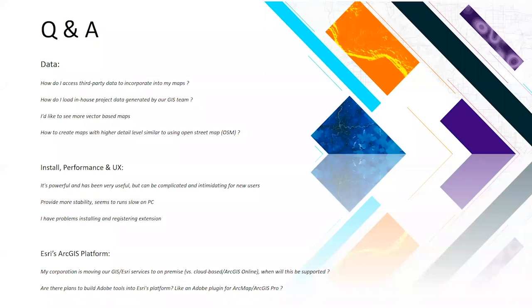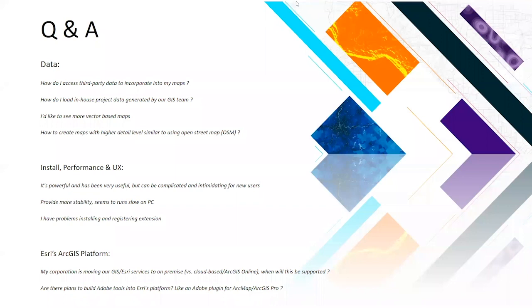Okay, next question. How do I load in-house project data generated by a GIS team? So if you are a designer or you work with an organization that has a mapping or a GIS team, there's a couple of ways of doing that. The easiest way of doing it, I think, is when a GIS team is using the Esri technology, they can share maps and layers to our cloud, to ArcGIS Online. And each item has a unique URL.